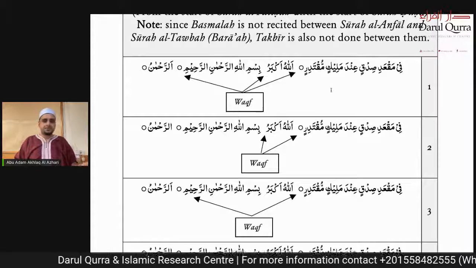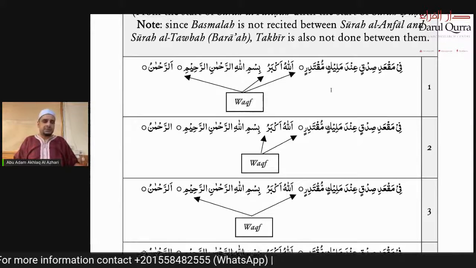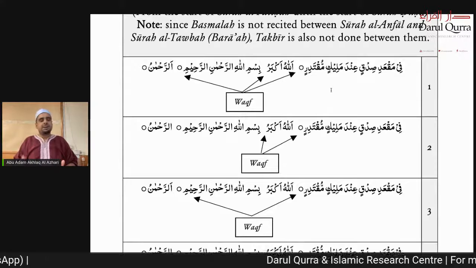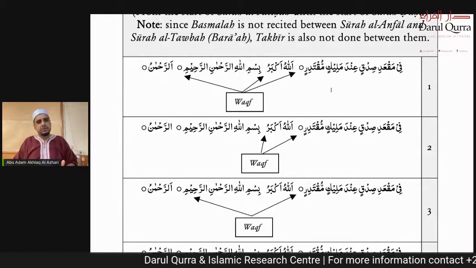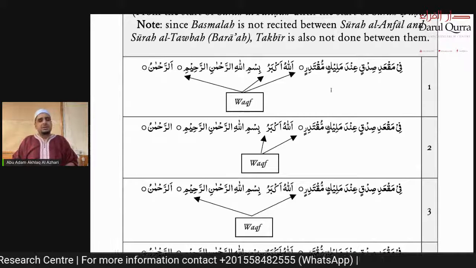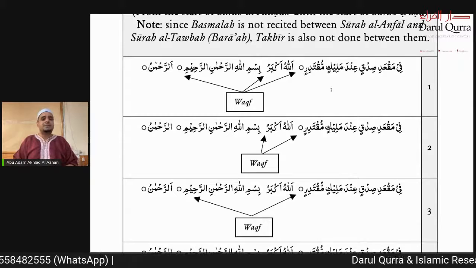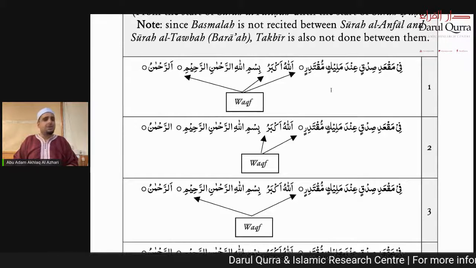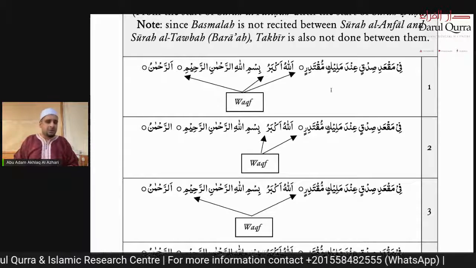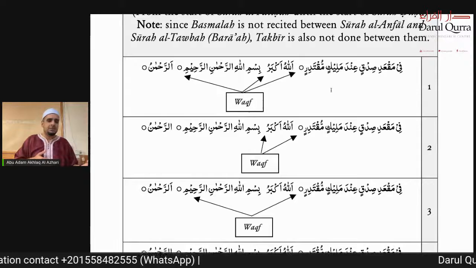Second scenario, we're going to join the basmala with the beginning of the surah, but we're going to do waqf between the end of the first surah and the takbir and the basmala. How are we going to do that? Fi maq'adi sidqin 'inda malikin muqtadir. Allahu Akbar. Bismillahir Rahmanir Rahimir Rahman. We joined the basmala with Ar-Rahman.